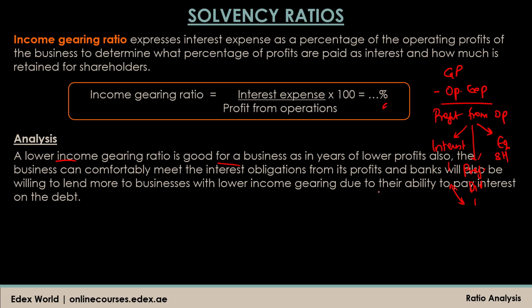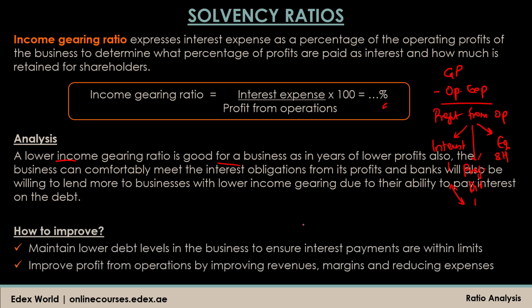And if you think from the banker's point of view, banks will also be willing to lend you more in case you need money. If the firm needs more money, bankers will only be willing to lend you more if the income gearing ratio is on the lower side, because then the bank knows that if interest expense increases further from here, the firm will be in a decent position to pay its interest, given that profit from operations is high. But if the income gearing ratio is already high and less room is left for making more interest payments from the existing profit from operations, bankers may refuse to lend more.